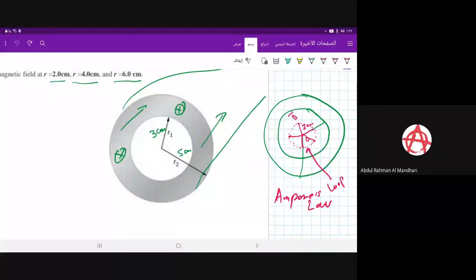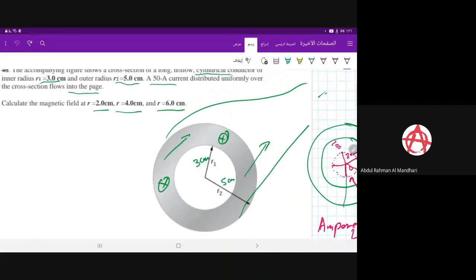But in our case now, we have a loop, and that loop indicates all the B's that are at the same distance from the origin. So what is Ampere's law actually, and why do we need it at the end of the day? Ampere's law is just right here.